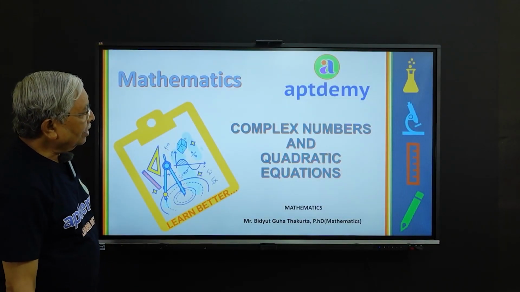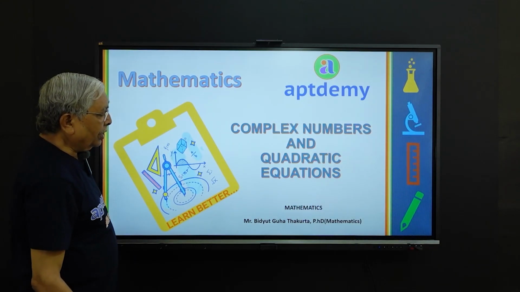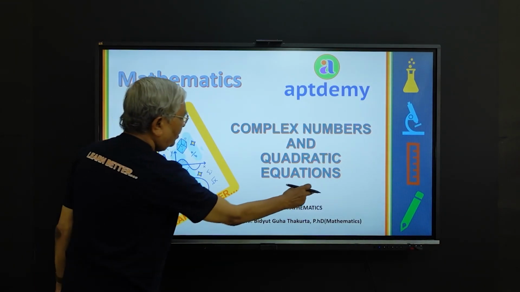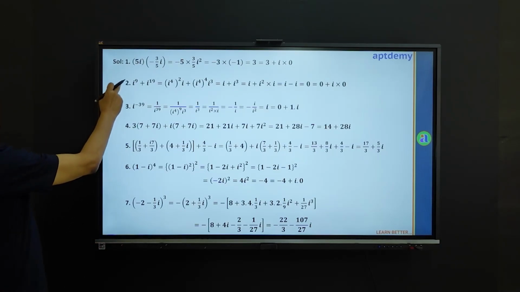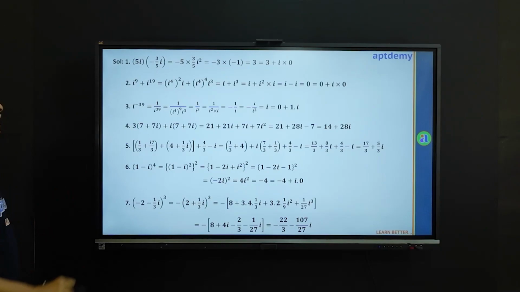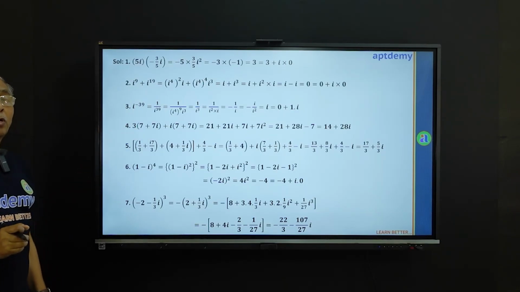Today we shall discuss the chapter on complex numbers and quadratic equations. What is say number 2? I to the power 9 plus I to the power 19. Why have I taken I to the power 4?